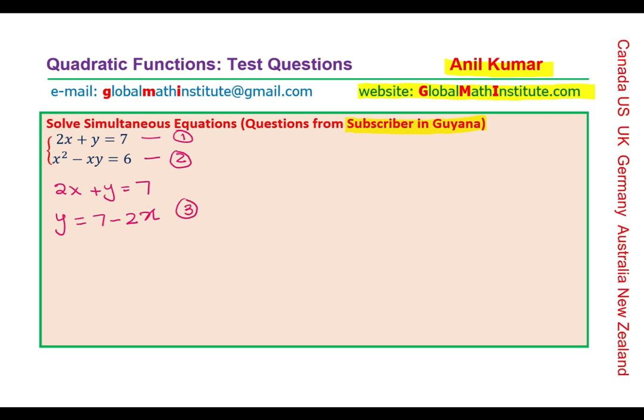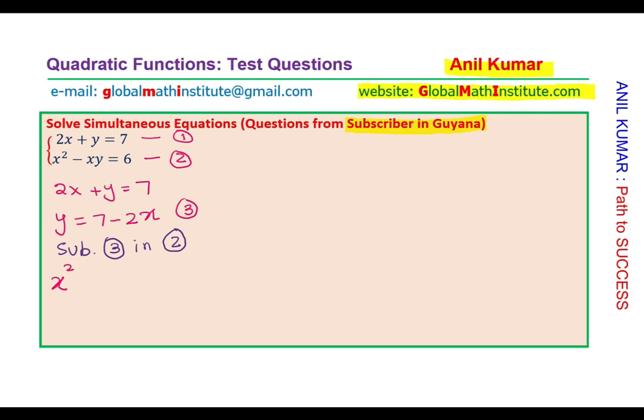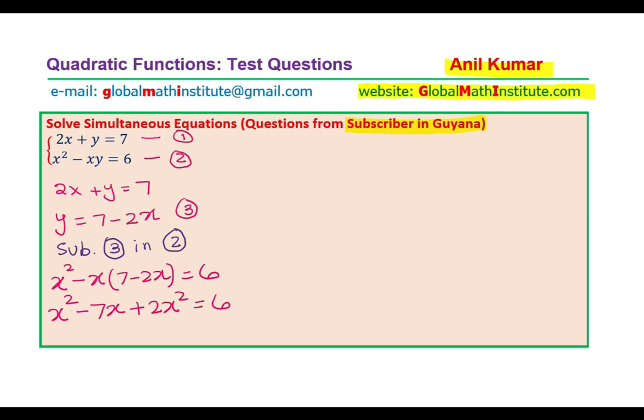Now we are going to substitute. So in short, substitute equation 3 in 2. That is the value of y. And what do you get? Well, we get x squared minus x times the value of y, which is 7 minus 2x, equals 6, right? So that becomes your equation. Expand and simplify. So x squared minus 7x plus 2x squared equals 6. Right. Now, we have a quadratic equation to solve.